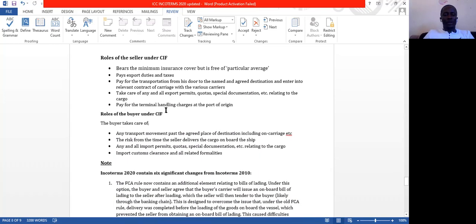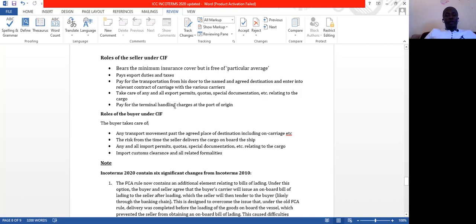Under the rules, the seller bears the minimum insurance cover, but is free of particular average, pays export duties and taxes, pays for the transportation from his door to the agreed destination, takes care of all export permits, quotas, special documentations, and pays for the terminal handling charges at the origin.